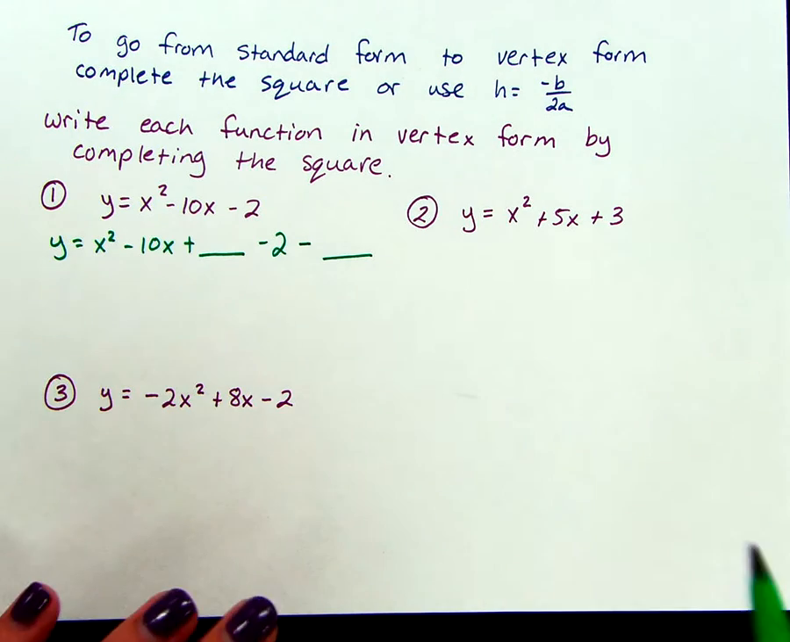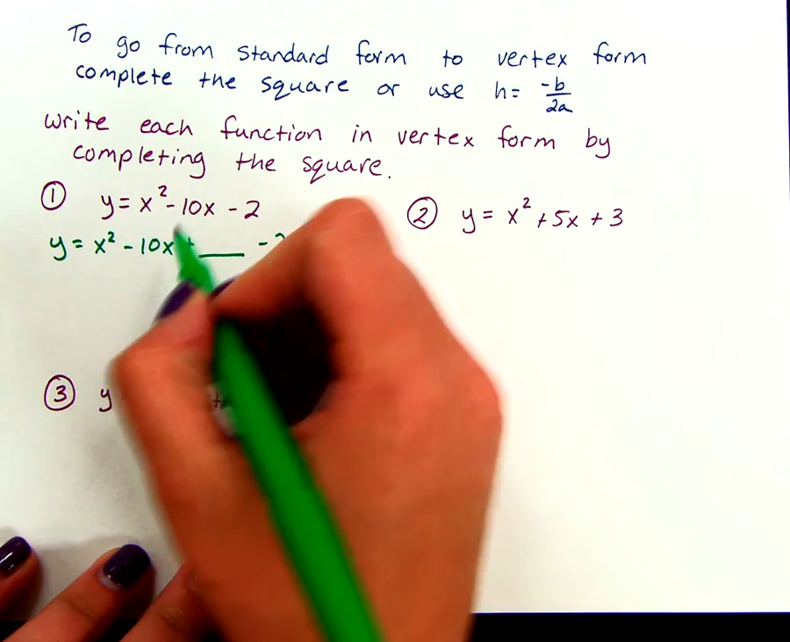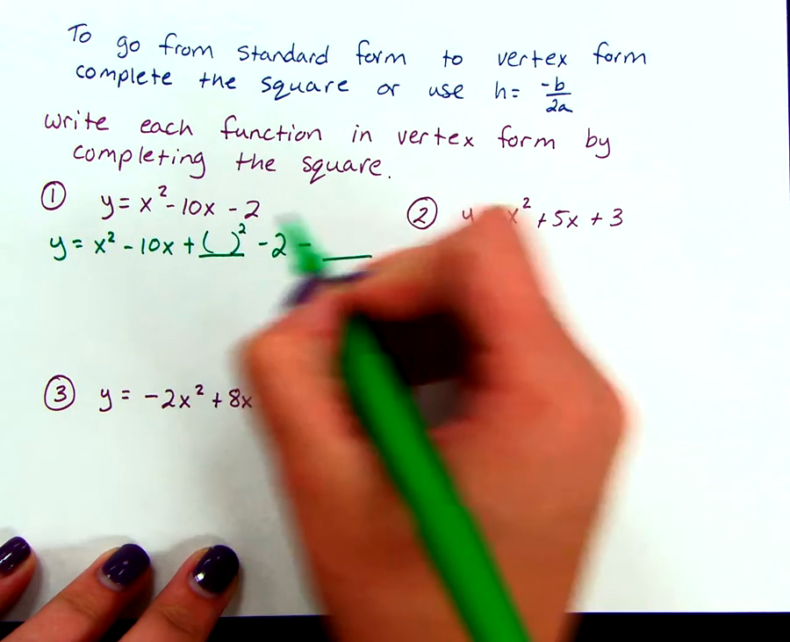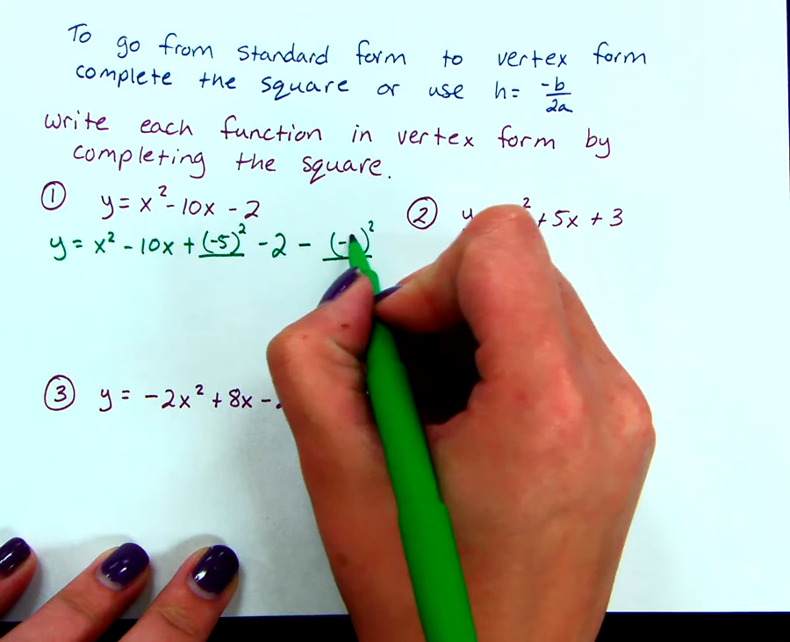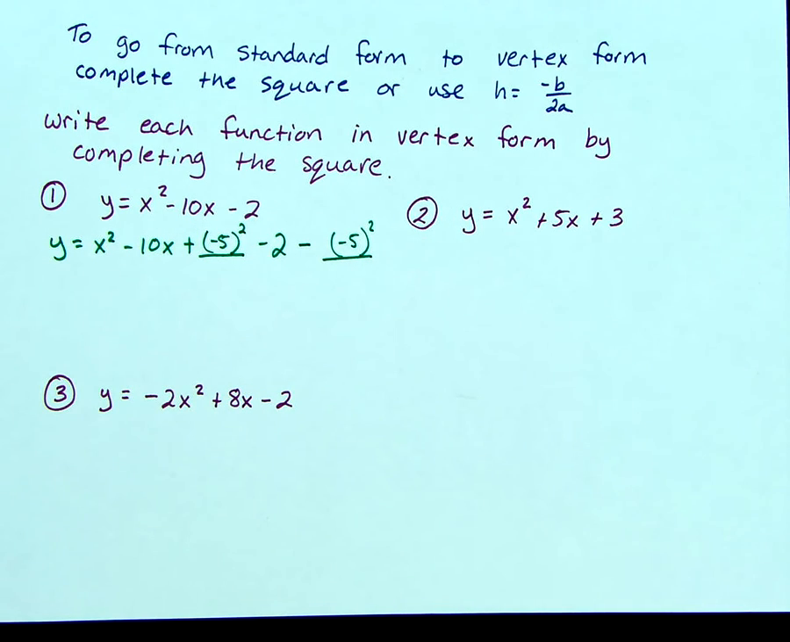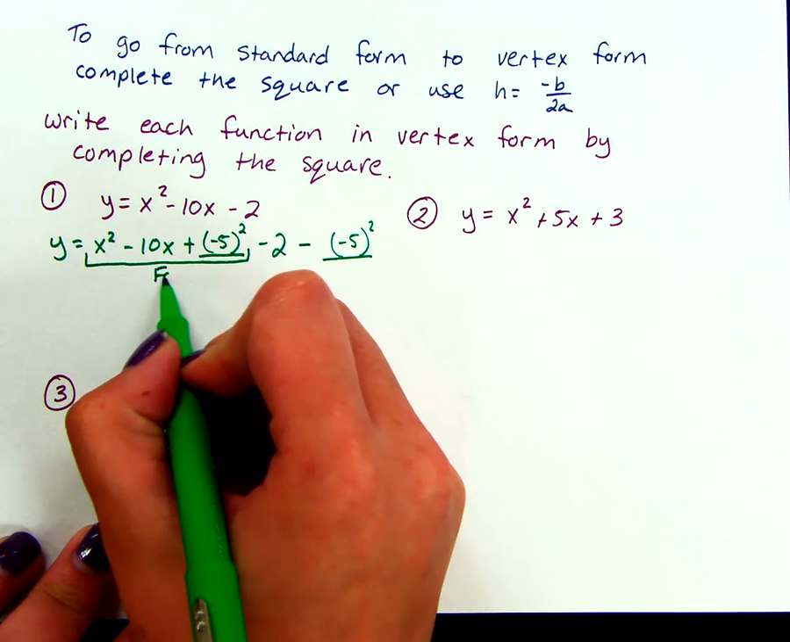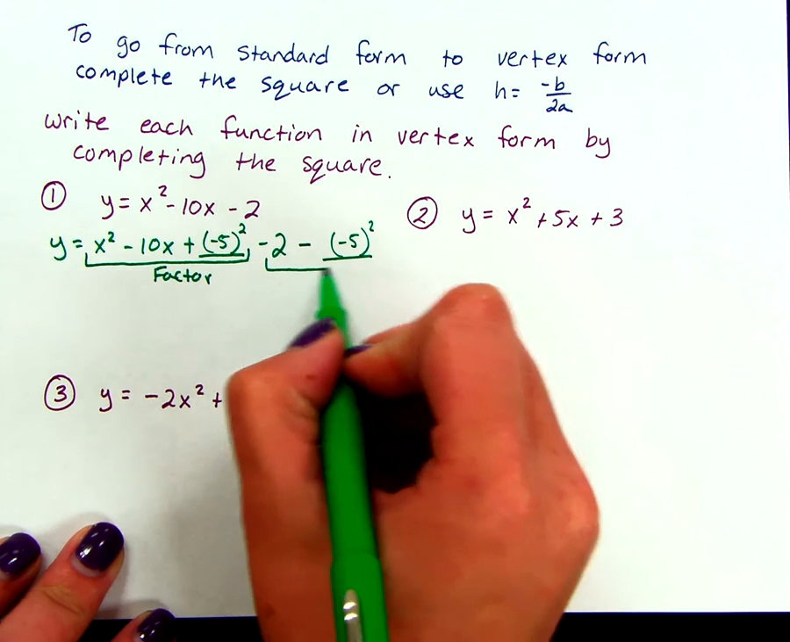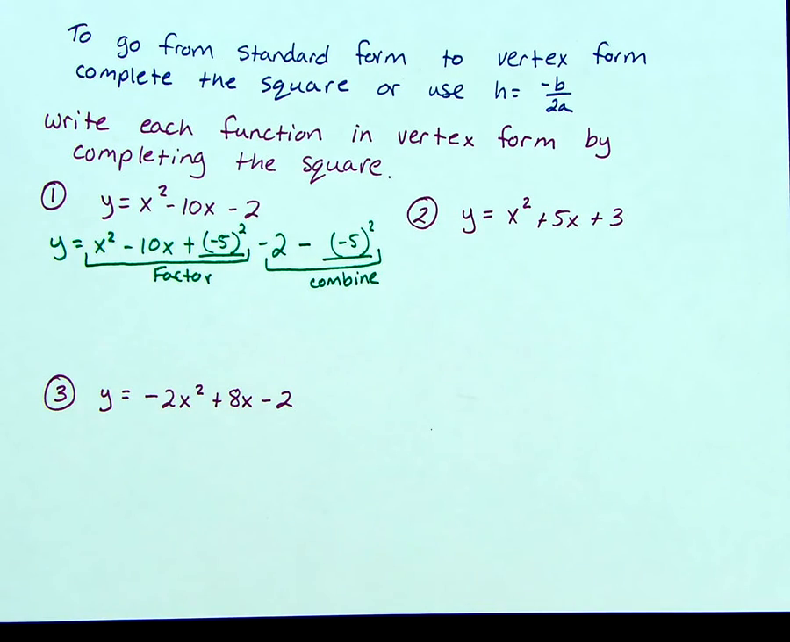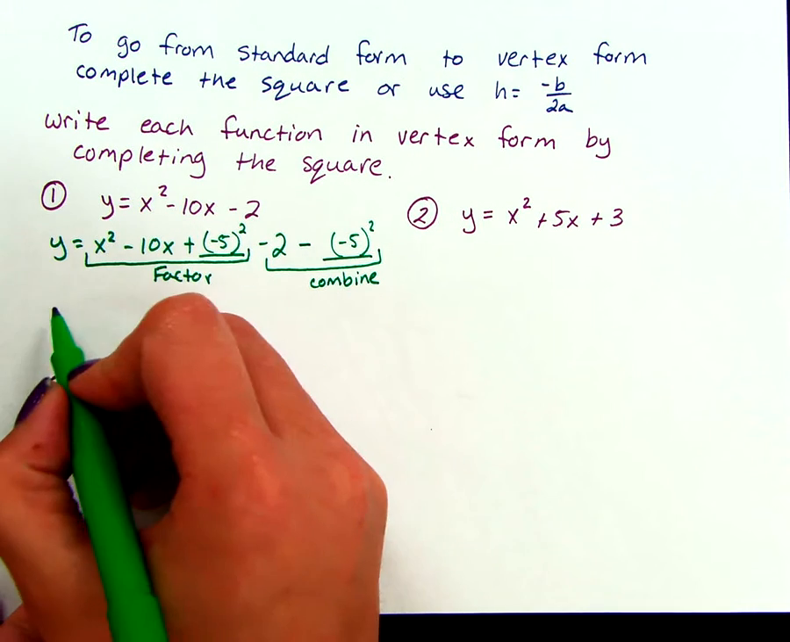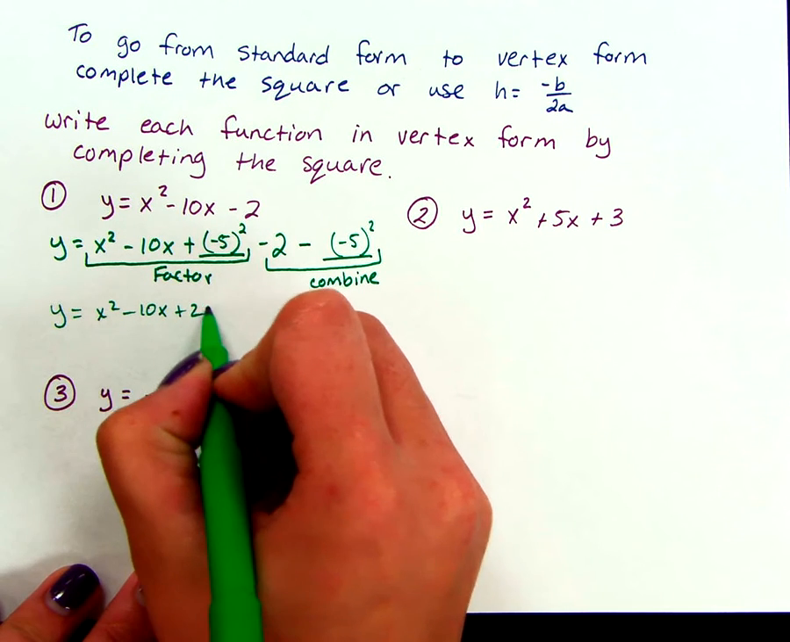So again, when we're completing the square, we're trying to make that perfect square trinomial. So I'm always going to take the middle term, divide it by 2, and then square it. Okay? So negative 10 divided by 2 is negative 5. Okay? And then this part, we factor. And then the last two numbers we combine. Okay, so we will have y equals x squared minus 10x plus 25.